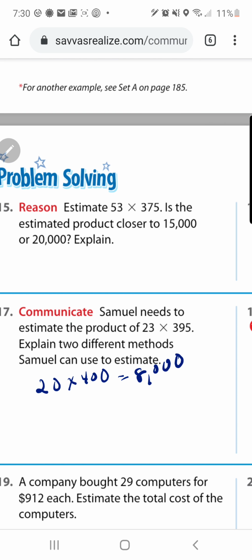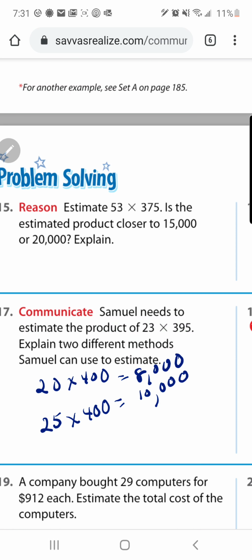Or we could actually, we haven't used the compatible numbers yet, but we could say, you know what, 23 is close to 25, and that reminds me of a quarter, 25 cents. And then, of course, I could also multiply that times 400. And that would give me a product of 10,000. So either way, you got the estimation and then you got your compatible number right down there, right? 10,000. So those are just 2 different methods of finding an estimate that Samuel can use.